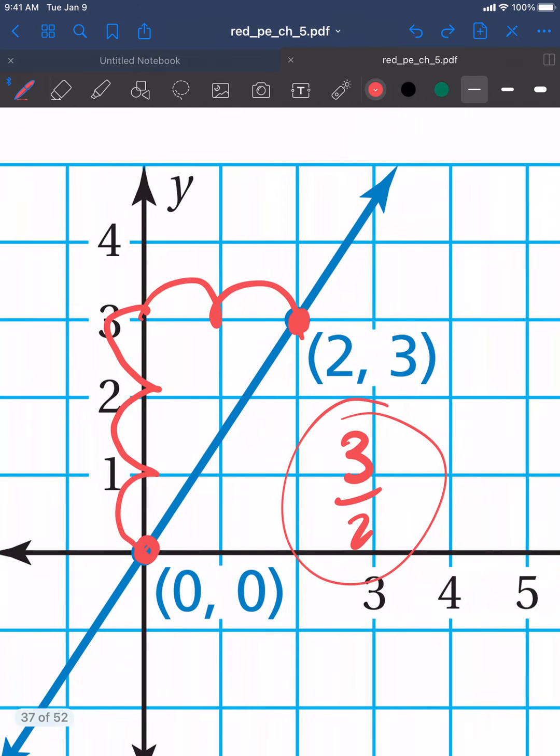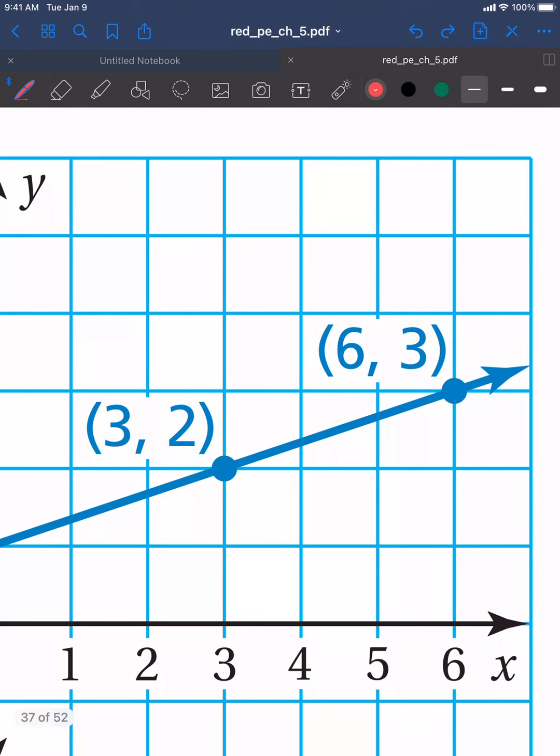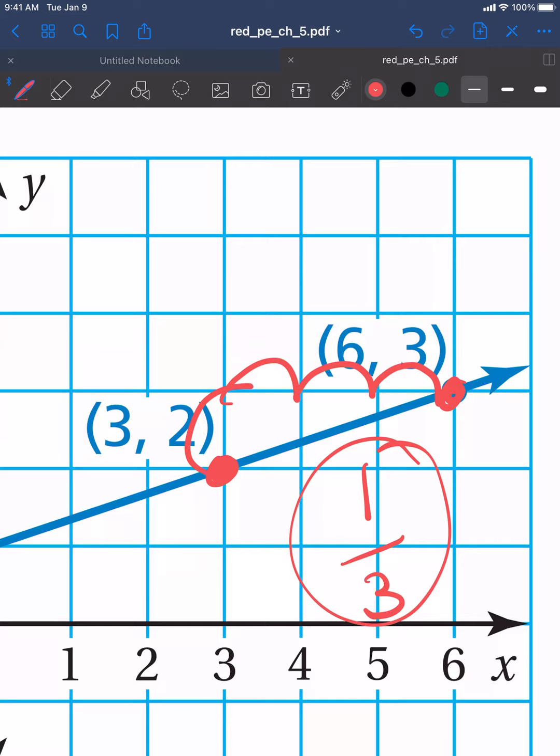Oh, yeah, because we're starting at the origin. But will we always start at the origin? No. So let's try this one. How do I get from my most bottom point to my next point? Up 1, over 1, 2, 3. Your slope is 1/3.